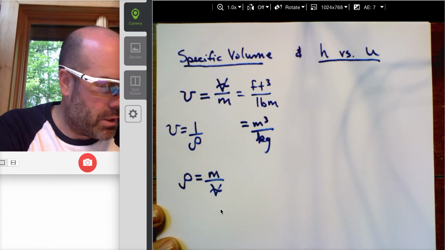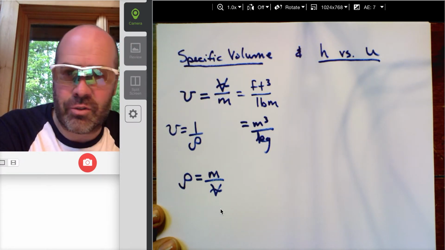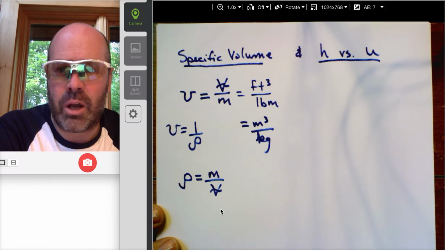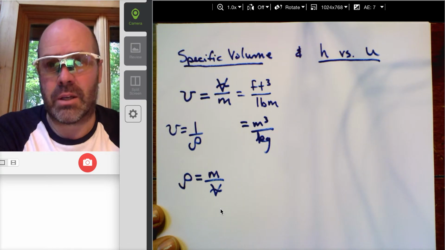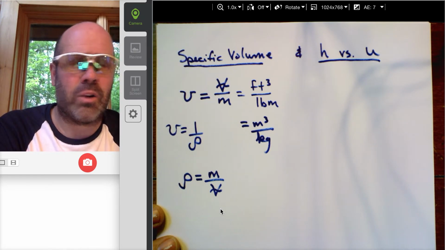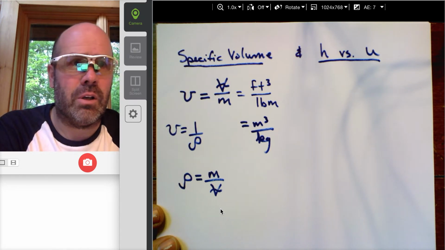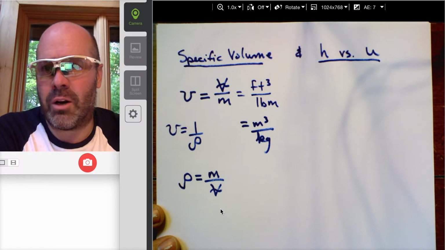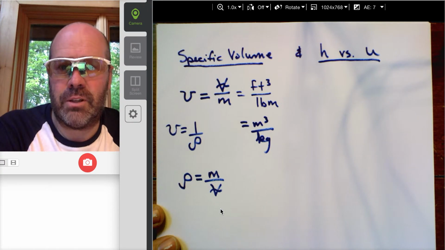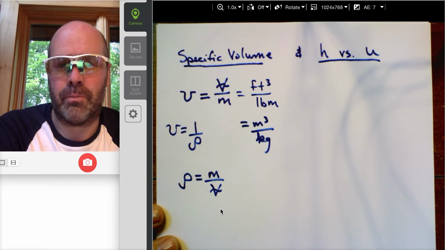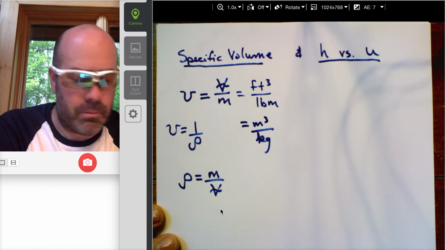Having been in science classes for a long time, you've used density a lot. We have a sense of what density is: how dense is something, how tightly packed are the molecules, which is more dense, lead or air. So there it is, specific volume. Who cares? Well, I care.